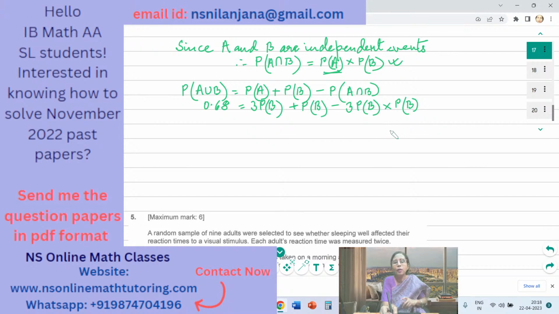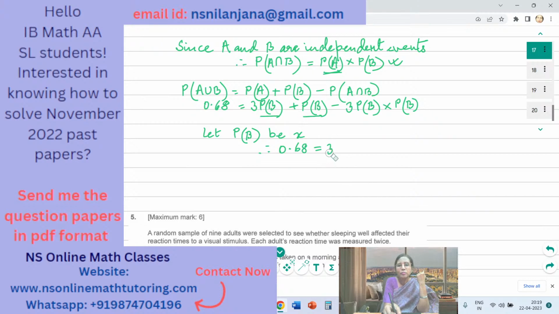And if you are getting confused by just dealing with P of B directly, then you just write, let P of B be, say, x, because whatever is unknown is x. So let P of B be x. So this equation becomes, therefore, 0.68 equal to 3x. 3x plus x is equal to 4x.